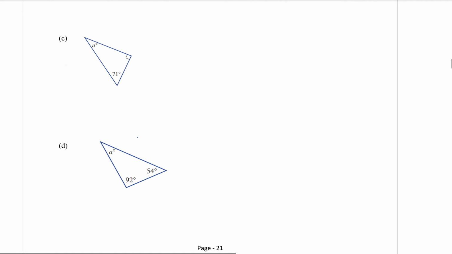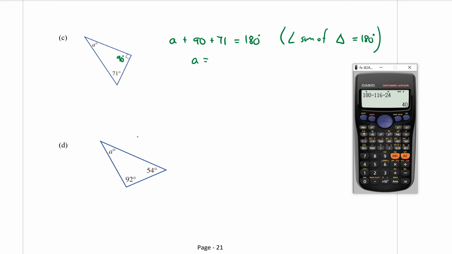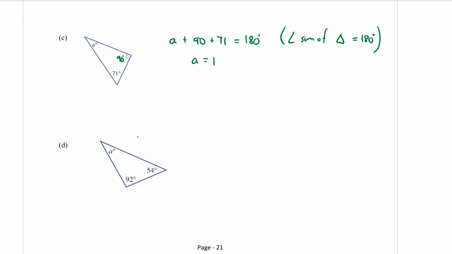Part C, remember that a right angle symbol is 90 degrees. So A plus the 90 plus the 71 is equal to 180 degrees. Always write your reason: angle sum of a triangle is equal to 180 degrees. Then use your calculator to type in 180, subtract off the 90, subtract off the 71. And that's 19 degrees.